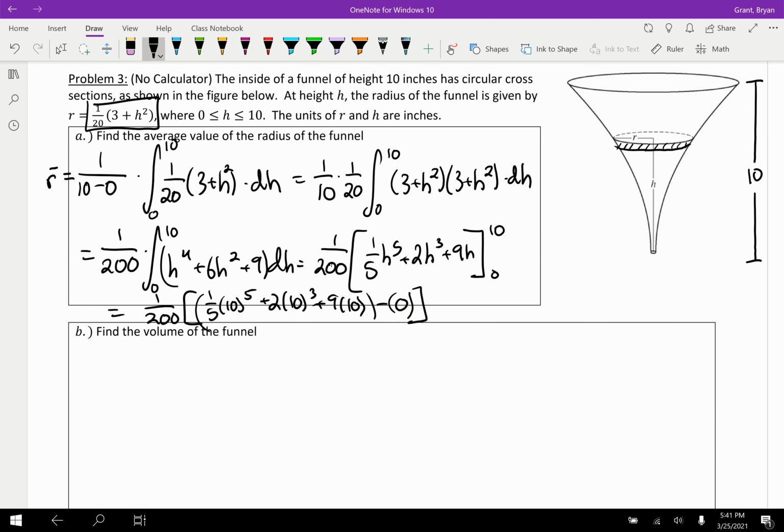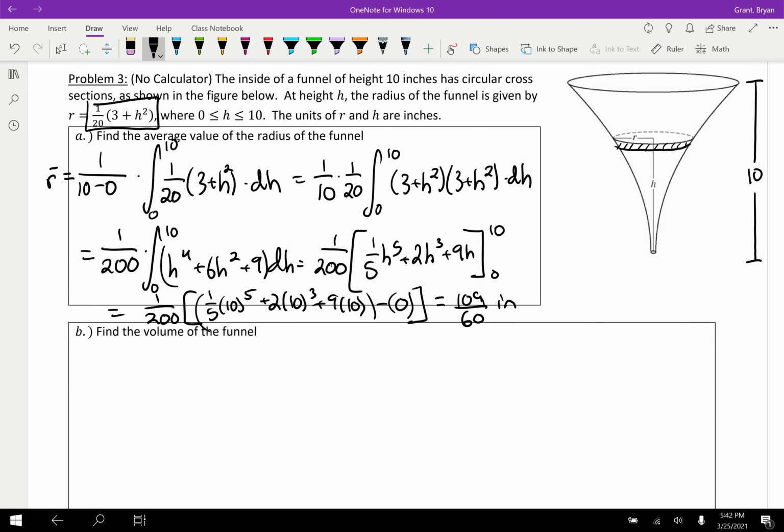I'm not simplifying that. There's no reason to, especially because it's no calculator. If you wanted to simplify, it does come out to be 109/60th, and the units are inches. They didn't ask for units, but just in case, it's there.